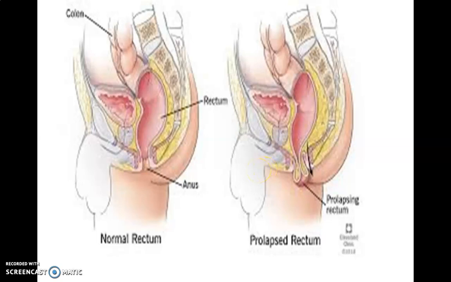Complete prolapse, or procidentia: in this condition the full thickness of the rectal wall protrudes through the anus, and this is due to inadequate fixation of the rectum in the presacral bed. Clinically, it presents with protrusion of the bowel through the anus, mucus discharge, bleeding, pain and also anal incontinence.